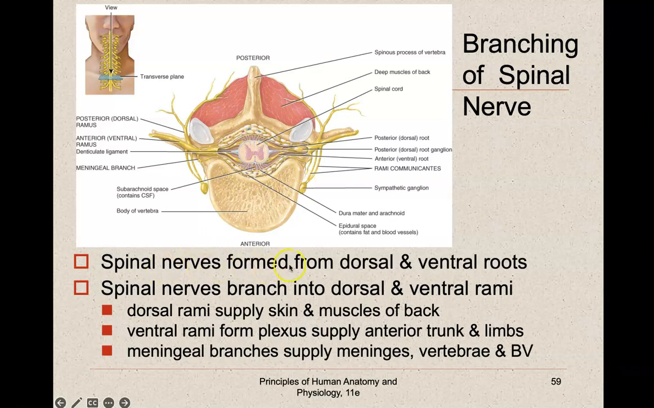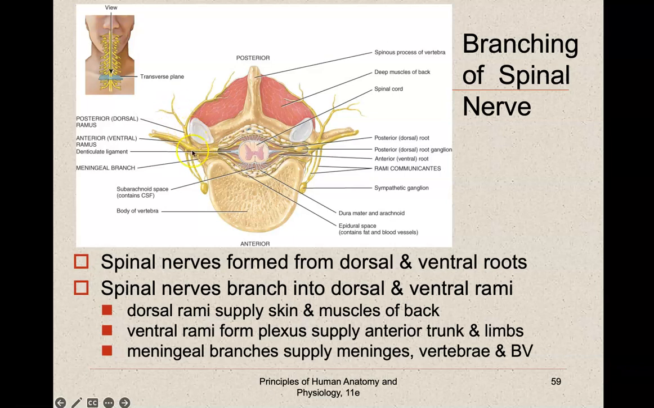So you have spinal nerves that are formed from these dorsal and ventral roots. They form these spinal nerves here. And then as these spinal nerves come out, they can branch into what are called rami. So you can have your dorsal and your ventral ramus. Here's your spinal nerve, and this spinal nerve is going to branch into this ventral or anterior ramus and its posterior or dorsal ramus.